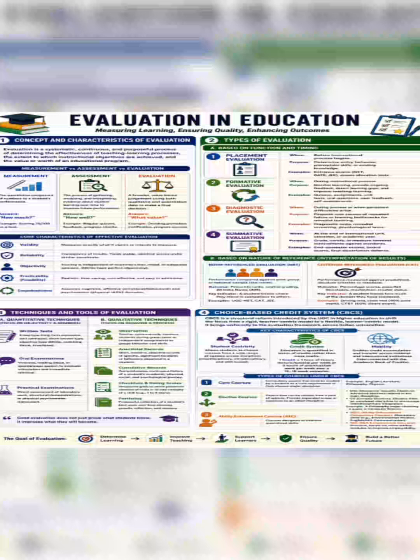As the inspiring quote near the bottom of the slide beautifully highlights, good evaluation doesn't prove what students know, it improves what they will become. Today we are unpacking a clear line between measurement, assessment, and evaluation. We will explore the types of evaluation based on timing and nature of reference, check out quantitative versus qualitative tools, and review how evaluation directly fits into structural systems like the CBCS. Let's unlock the science of grading.